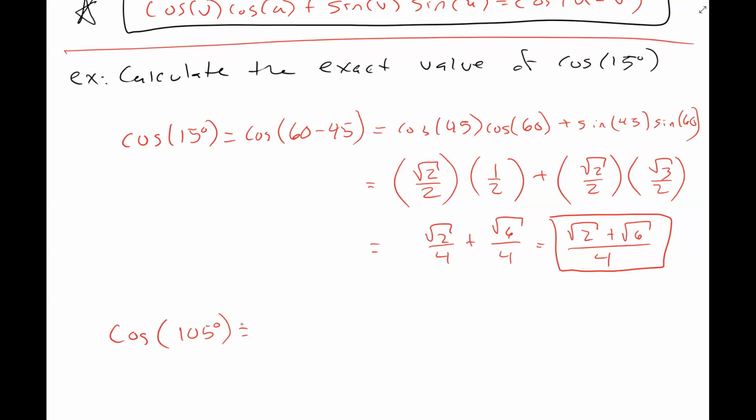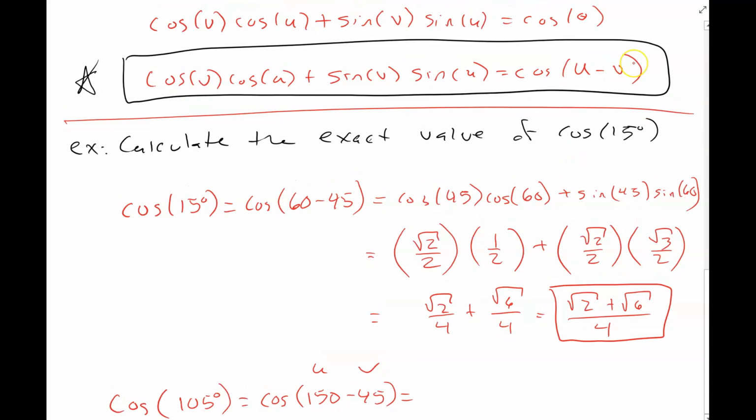Take a look at your unit circle. It's on the back of your identity sheet that you should still have handy, right? And let's find two angles that when we subtract them, we get 105. 150 and 45. Perfect. Okay? So 150 is my U, and 45 is my V, right? If I'm using my formula up here.